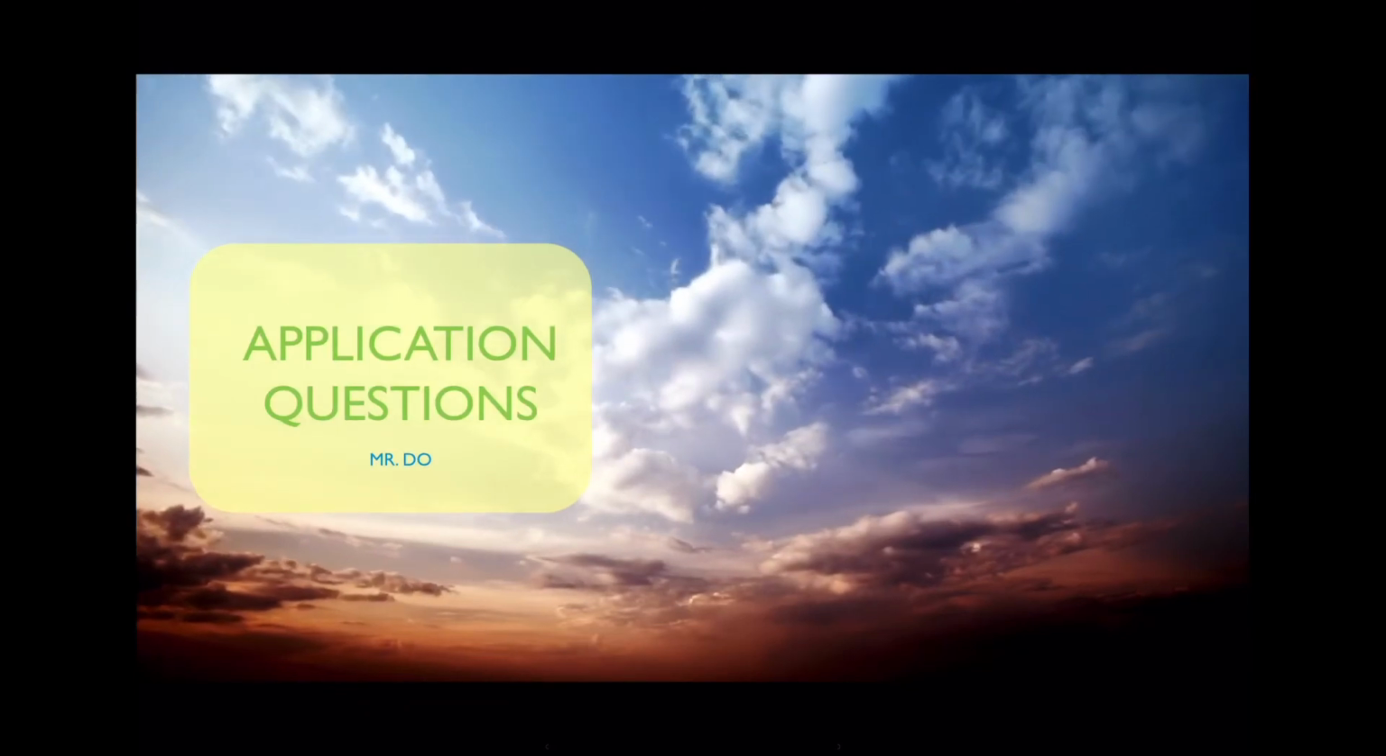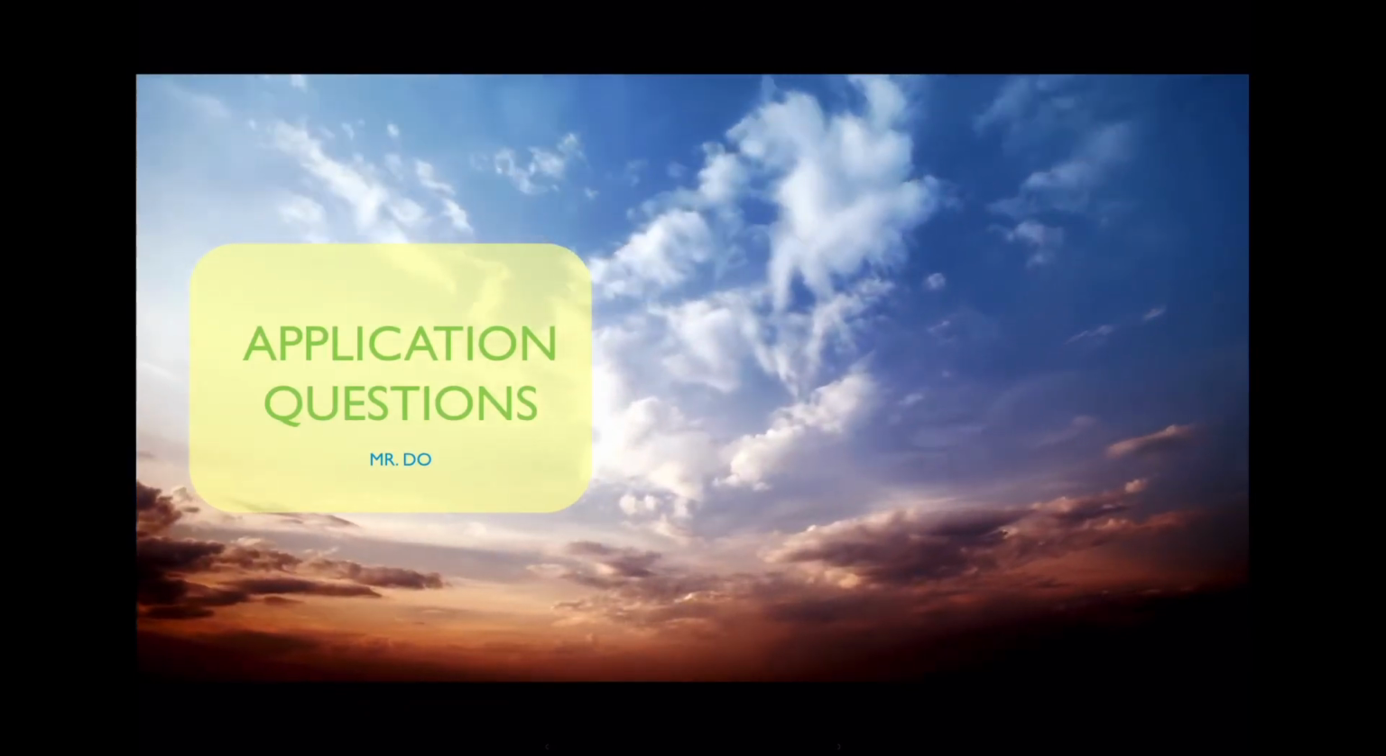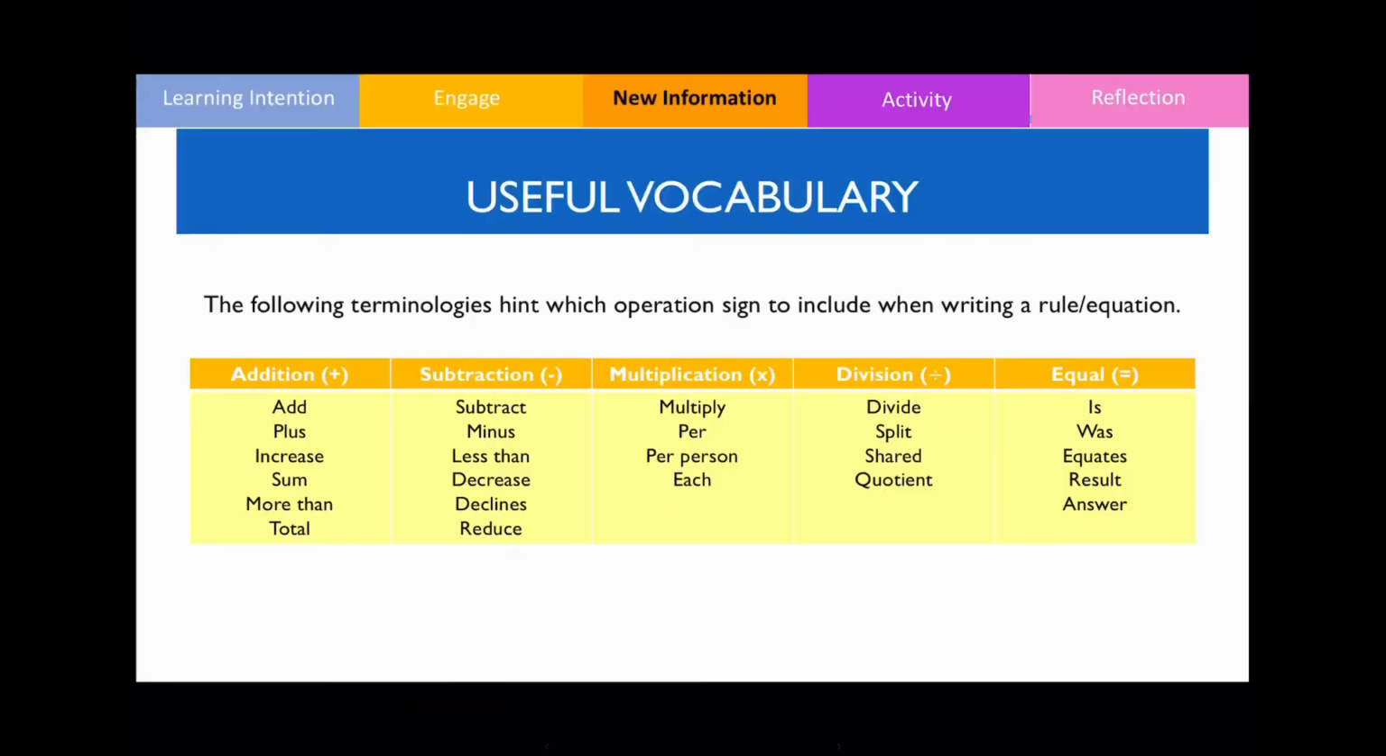Class. In today's lesson, we're going to go over the answers for application questions part 2. Before I start off, I want to quickly show you a table that might be helpful for some of you, because some of you are still struggling to generate an equation or a rule to summarize a particular circumstance given in the worded problem.